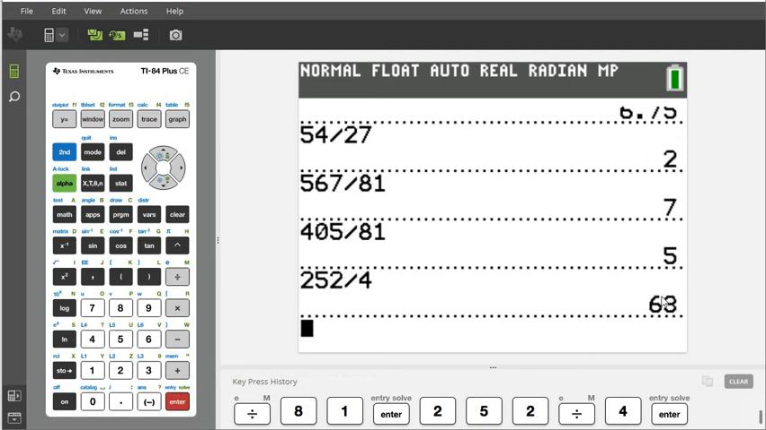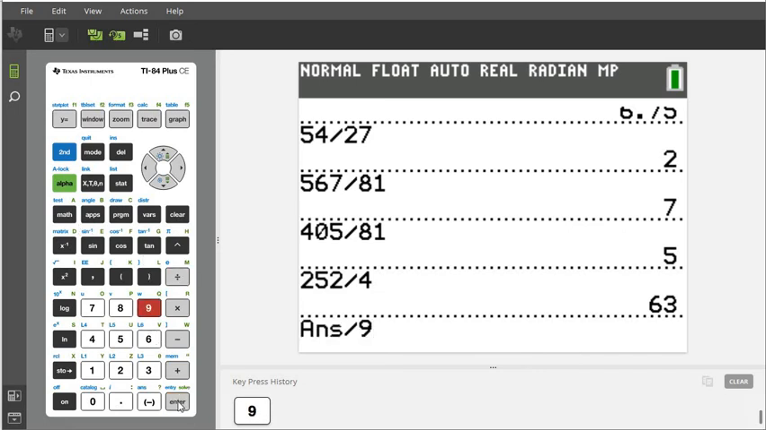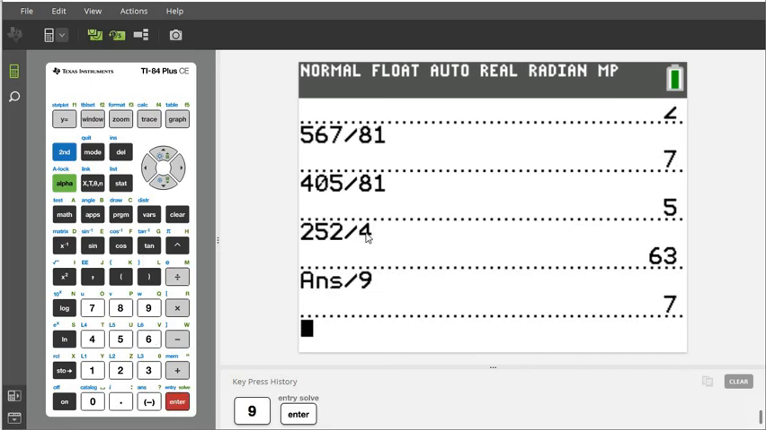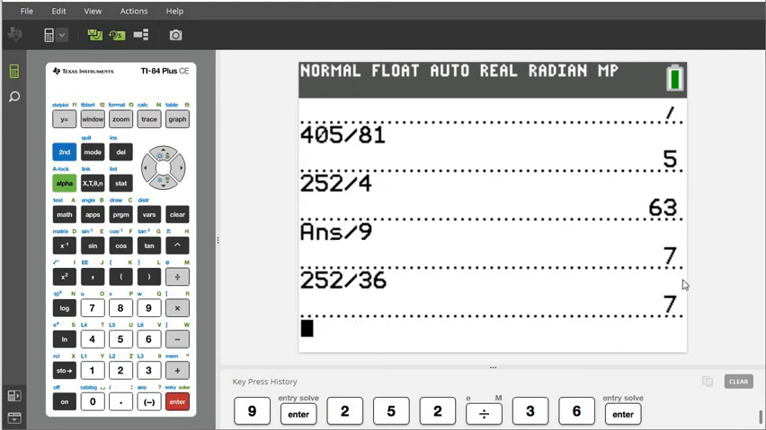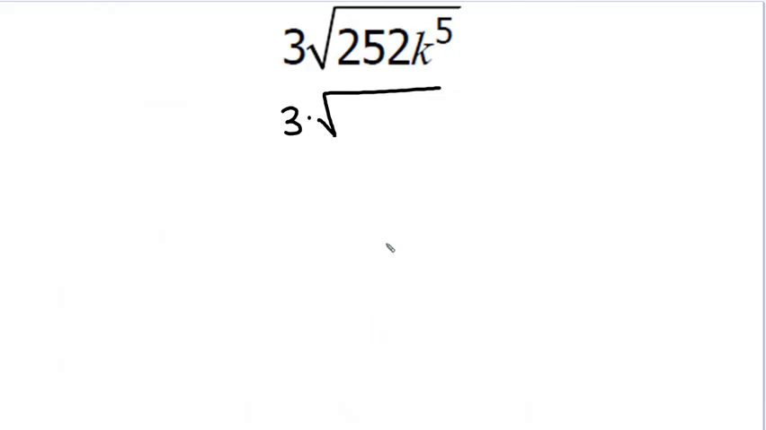So it is divisible by 4, but notice that 63 still has a perfect square within it. It's divisible by 9. So if it's divisible by 4 and is divisible by 9, it's divisible by the product of 4 and 9. So that means 252 is divisible by 36. So we get that nice prime 7 again. So I know that 36 is the largest. So I have 36 times 7.